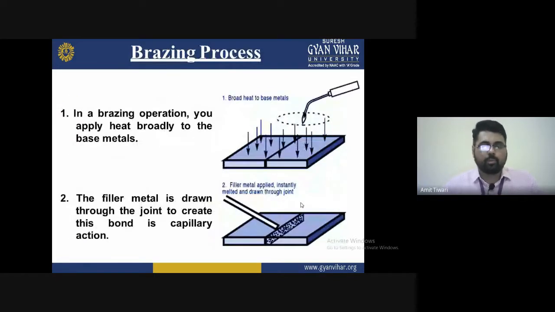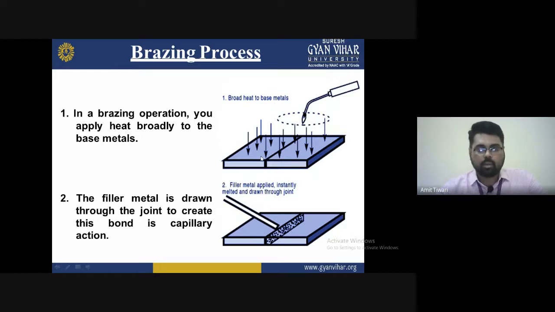Second is the brazing process, as follows. First, in a brazing operation, you apply heat broadly to the base metal. You can see the diagram in the first section here. First section, it is broad heat to the base metal.